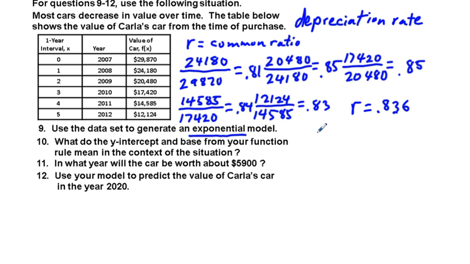Now what kind of depreciation rate is that? Well, to get your depreciation rate, you take 100% and you subtract out the percentage here of the value. So you're going to subtract out 83.6.